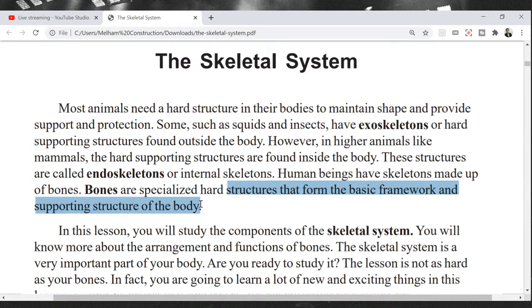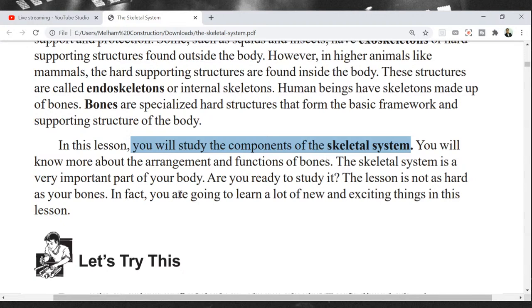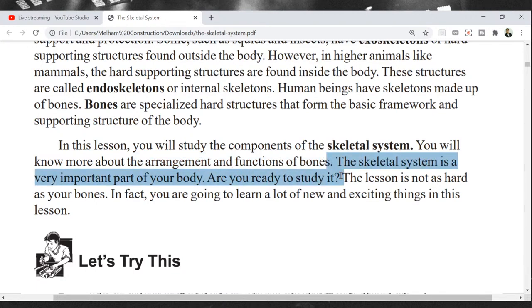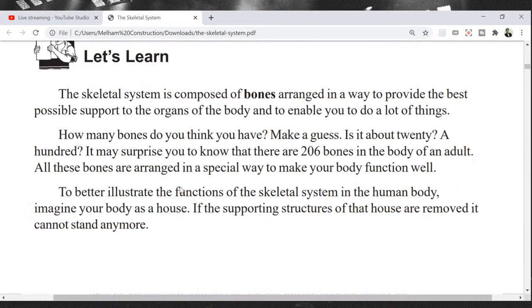Ayun, yung mga buto. Nakakita na ba kayo ng buto? Lahat naman nakakita. Pero ngayon, isa sa mga buto na makikita niyo ay yung, smile kayo, ipin. Buto yan. Isa yan sa mga buto. So, study natin yung components ng skeletal system. Malalaman din natin yung mga arrangement and function of bones. The skeletal system is a very important part of your body. So, let's learn.